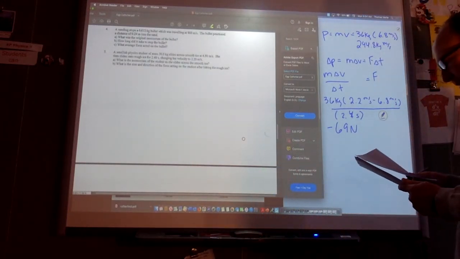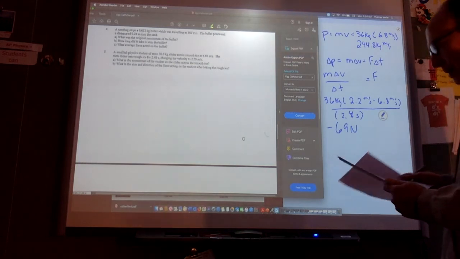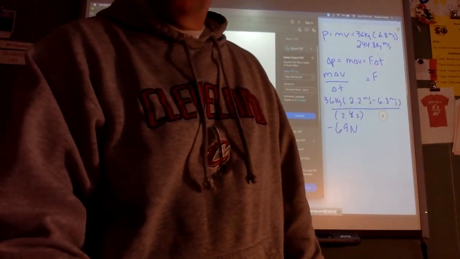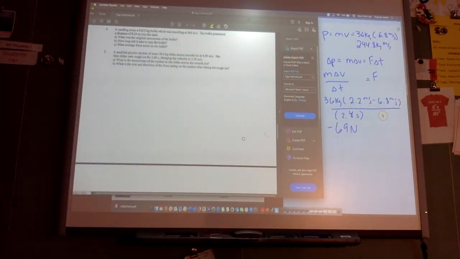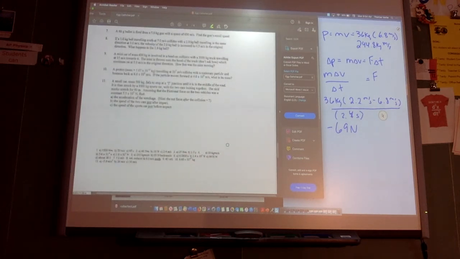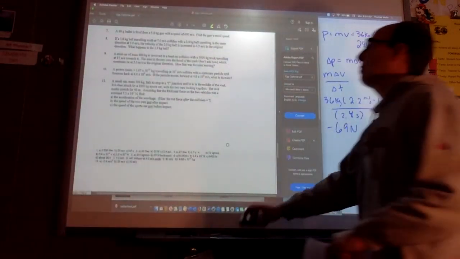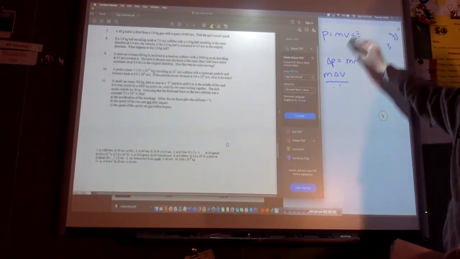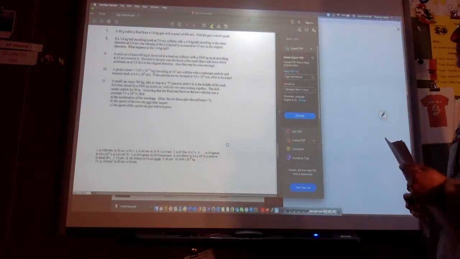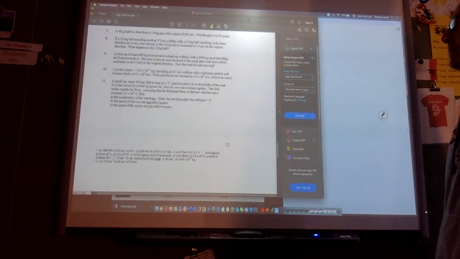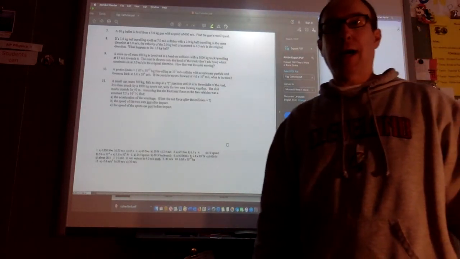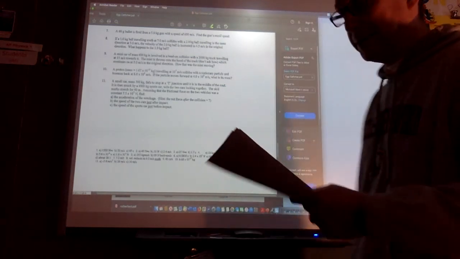All right, 6 was a skip. Let's go on to 7. A 60-gram bullet is fired from a 5-kilogram gun with the speed of 600 meters per second. Find the gun's recoil speed. This is going to be a conservation of momentum problem. We're going to start off with a momentum of 0.